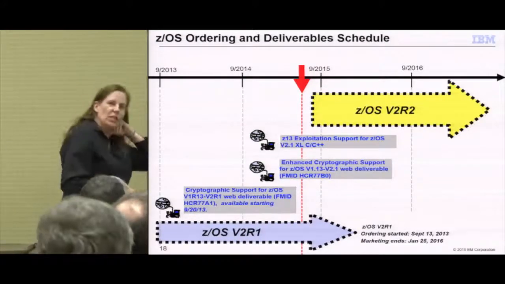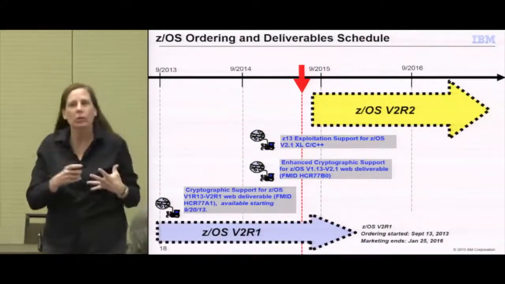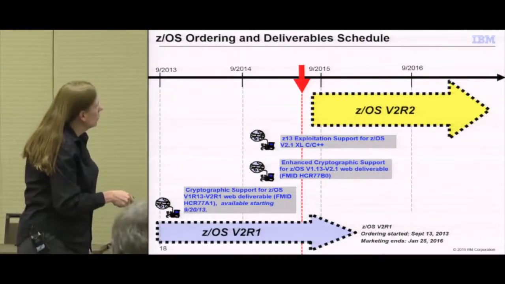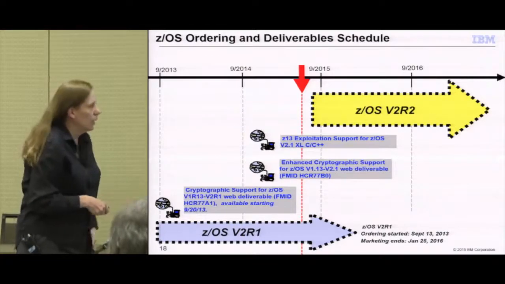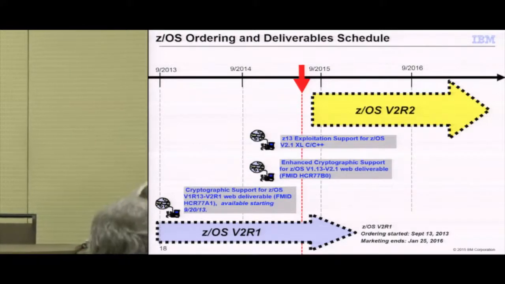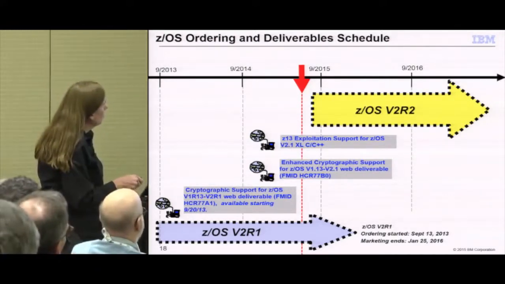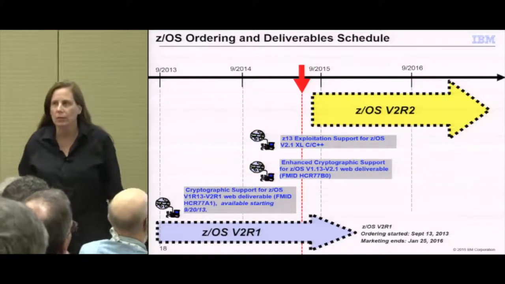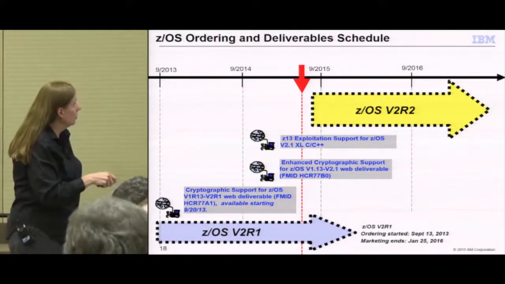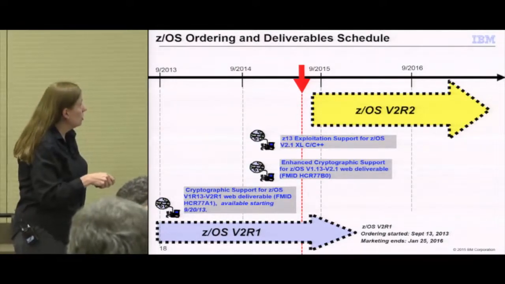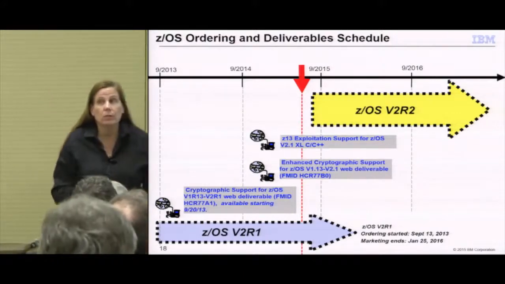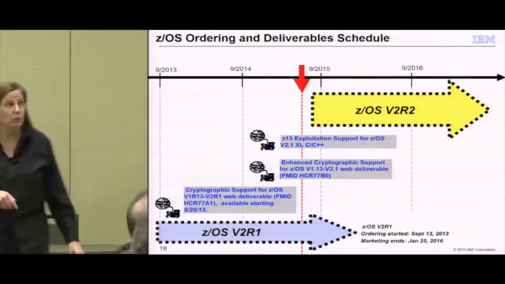Okay, so I call this the arrow chart because it kind of tells us where we are in the world. So we're the red line that's right about here. If you are interested in ordering z/OS 2.1, marketing is going to end on January 25th of next year. And if you're interested in getting 2.2, it's going to be orderable not that far away from now, and that's a 2-year release. And then here, this is my symbol for web deliverables. Since 2.1, we've had 2 crypto web deliverables, and then 1 z13 XL C/C++ support web deliverable go out.